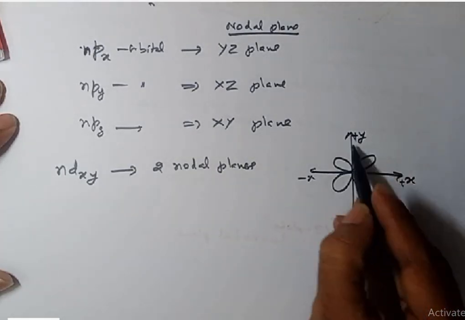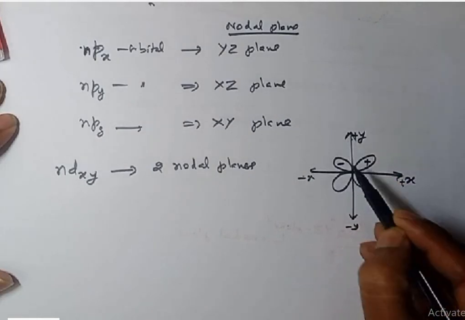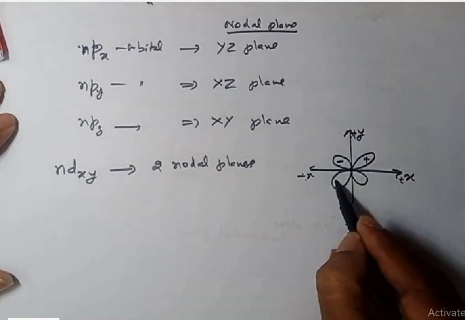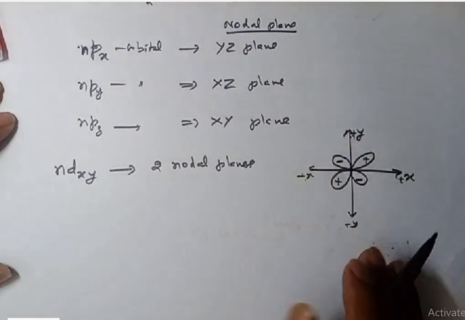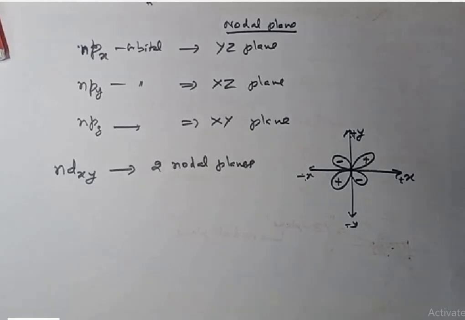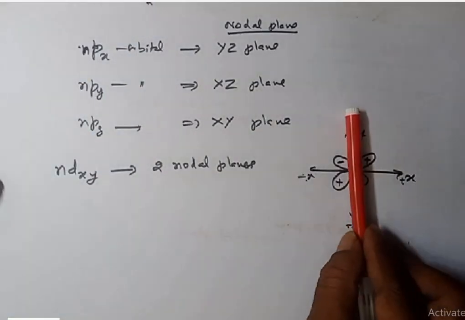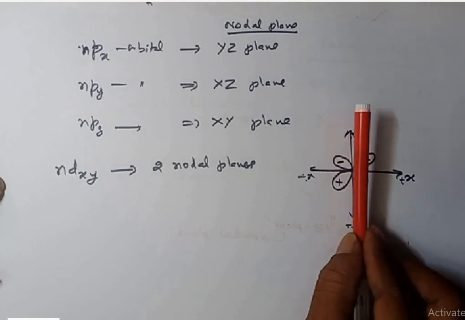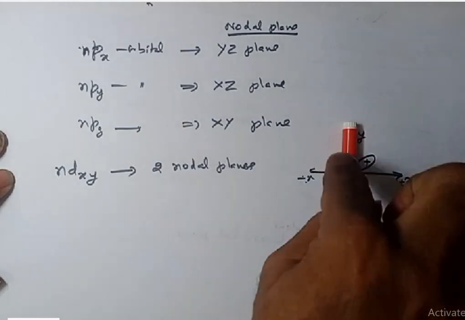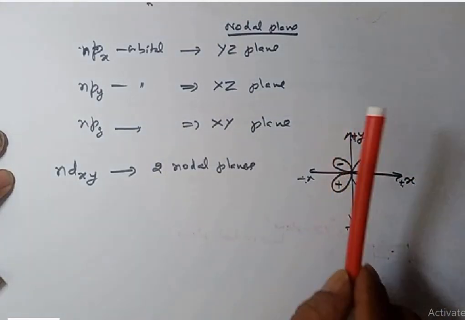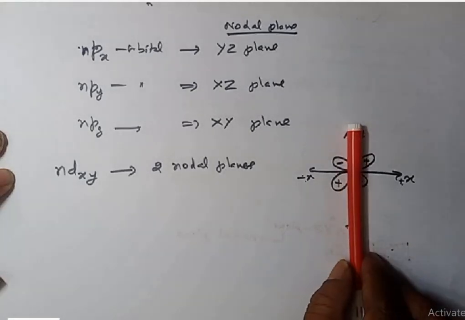Positive into positive is positive, so this lobe is positive. Here, positive into negative is negative, so this lobe is negative. Negative and negative is positive, so this lobe is positive, and this lobe is negative. Now we have four lobes. See, now I can keep a plane like this. Observe carefully. This plane passes through the z-axis. Z-axis is perpendicular to the paper. It passes through the z-axis as well as the y-axis. Okay, so it is a YZ plane.